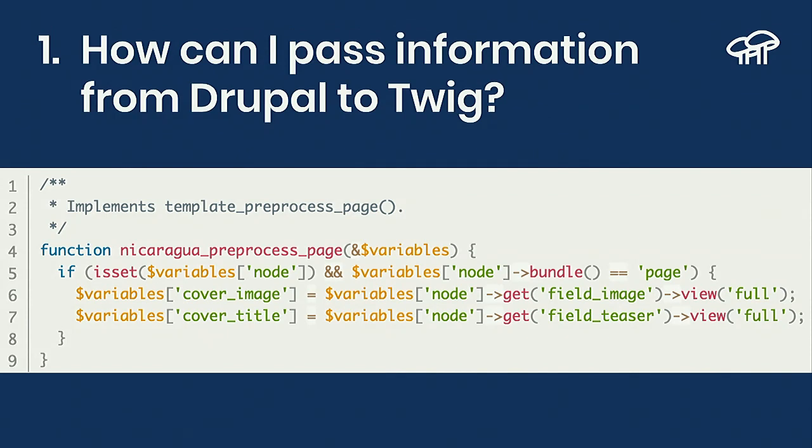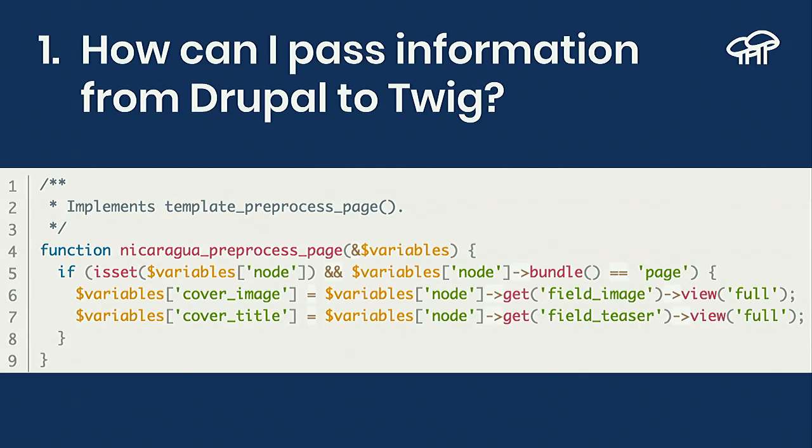To modify the whole page, I use the page preprocess. In this case, Nicaragua is the name of my theme, underscore preprocess, and then underscore whatever theme hook I am dealing with. In this case, page. When you are visiting a Drupal node, you will get a variable called node. So you check if that variable exists, and then I am doing an extra check for the bundle. The bundle in Drupal is the content type. So if this is a node of content type page, which is basic page, then I want to do something.